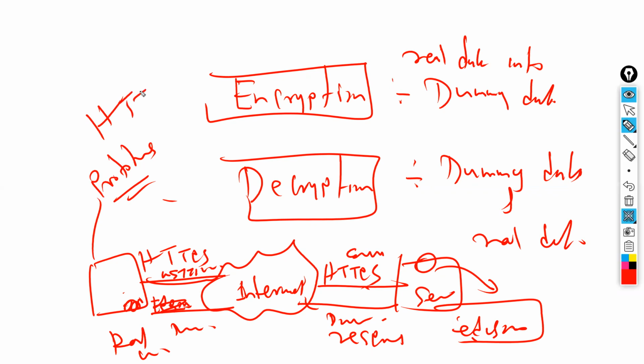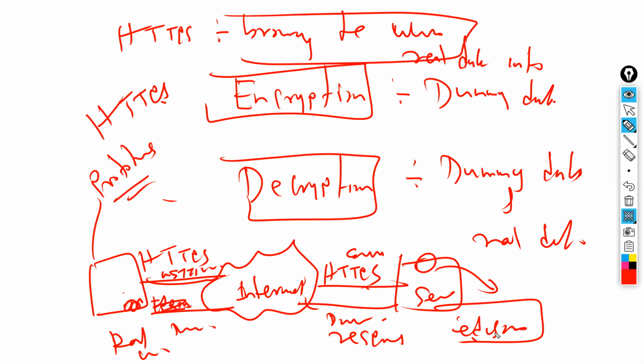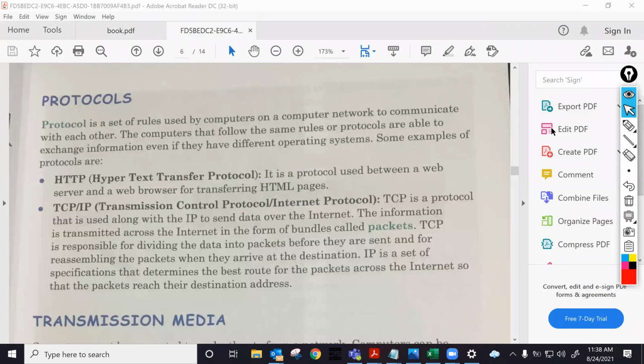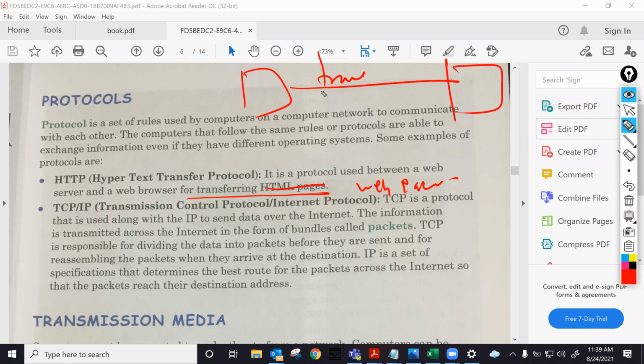HTTPS. Remember, HTTP is used for browsing the internet, or the World Wide Web. So what they say is, HTTP is a protocol used between the web server and the web browser for transferring HTML pages. HTML pages means web pages. If you want to transfer web pages, you use HTTP.